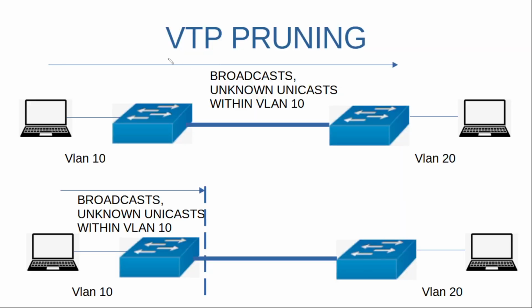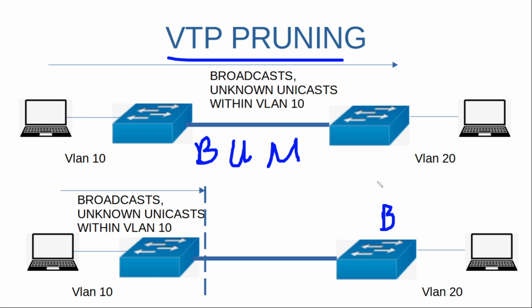And we have pruning. The objective of pruning is reducing the amount of broadcast, unknown unicast, and multicast between switches. In order to do so, VTP will notice when you are not using a VLAN in a certain switch. So for instance, in this example, switch V is actually not using VLAN 10.